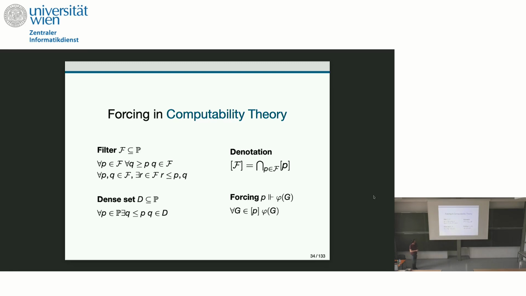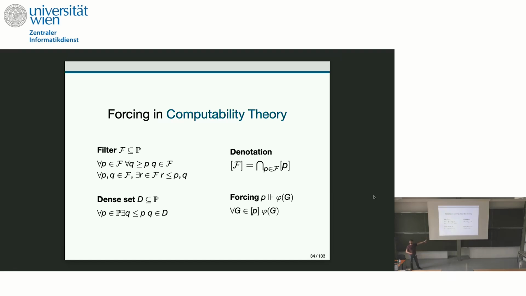And then one of the nicest features of forcing is the fact that the approximations are able to already decide very complex or very elaborate properties of the resulting objects, already at this stage of the construction. Especially in computability theory, in simple cases, we even have an even stronger notion of forcing where you force a property if for every candidate object in your condition, the property already holds for this.